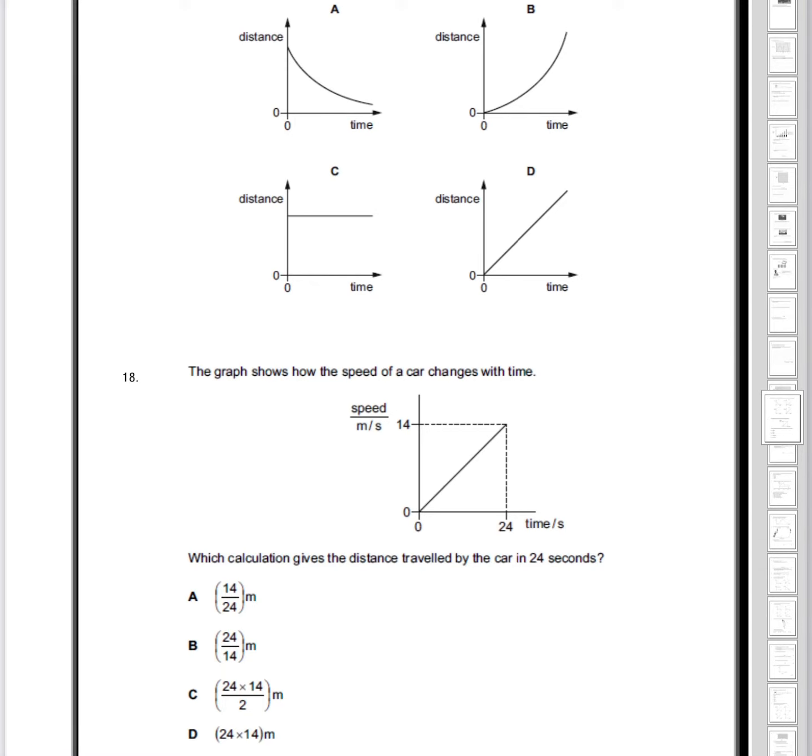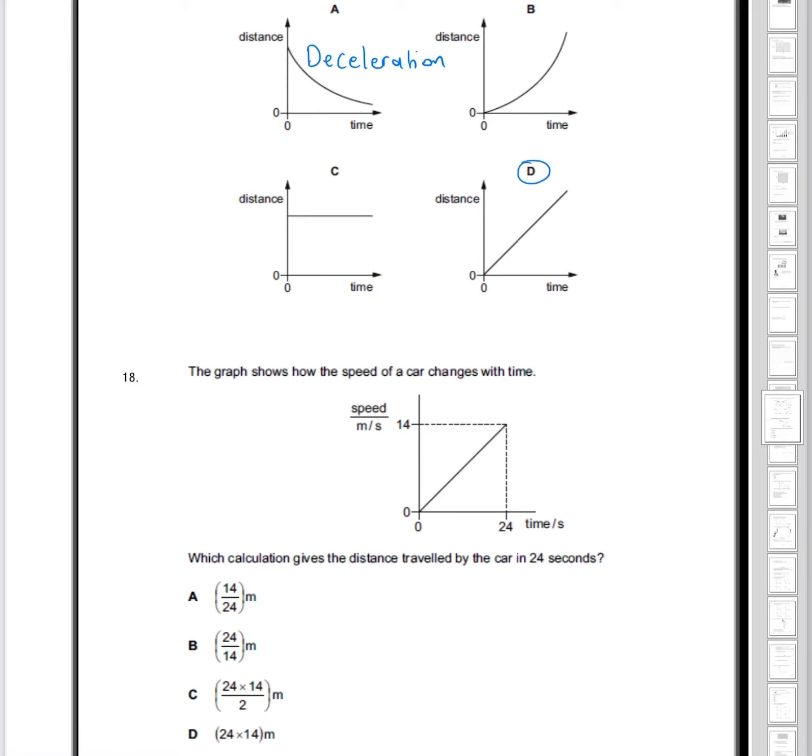Which distance time graph represents the motion of an object moving at constant speed? Now, when we're talking about distance time graphs, if you have a curving graph, like the ones in A and B, then if the graph is coming down from left to right, that's called deceleration, which means it's slowing down, and in B, it's speeding up. In D, the graph is a straight line at an angle, and this graph shows an object moving at constant speed. So the answer is D.